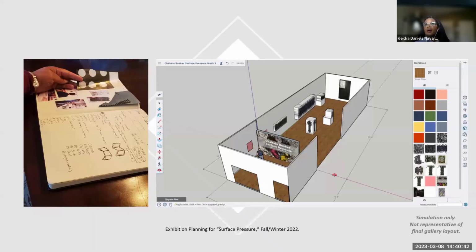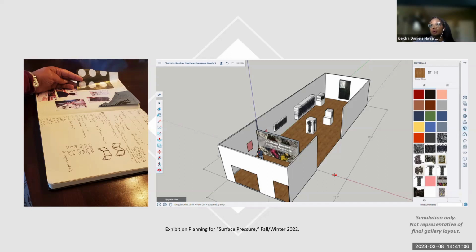Post-pandemic, however, I find that that's changed a lot. And so even though in the case of myself working on this exhibition of Chakaya Booker's work, I keep a physical journal that allows me to interact with the materials, think about samples, sketch out ideas, working at a significant distance from the museum in which I'm working for at the moment, and with an artist who's based in New York.